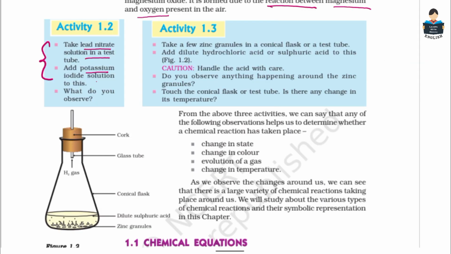Now we can see activity 1.3. In activity 1.3, they have taken zinc granules in a conical flask. Here you can see the diagram. They have taken zinc granules in a conical flask or a test tube, and they add dilute hydrochloric acid or sulfuric acid to this. You can see there is some change in the temperature. The conical flask becomes warm and bubbles start coming out from these zinc granules.